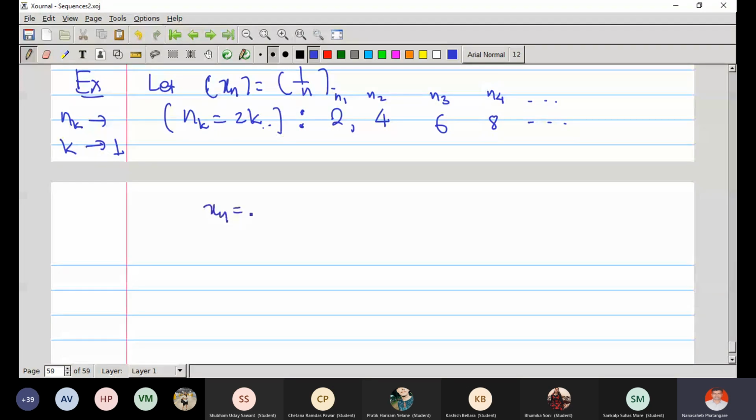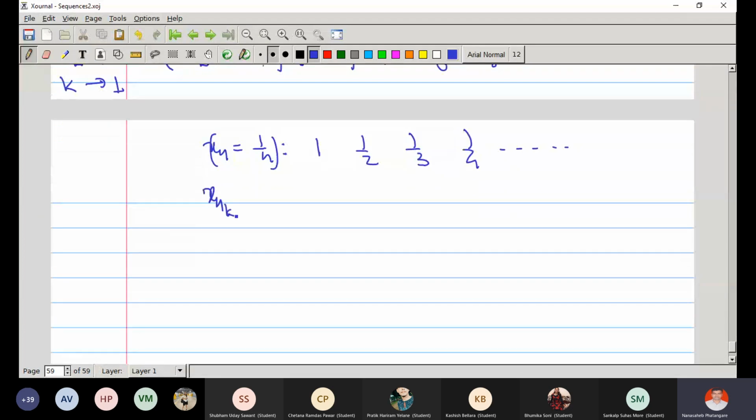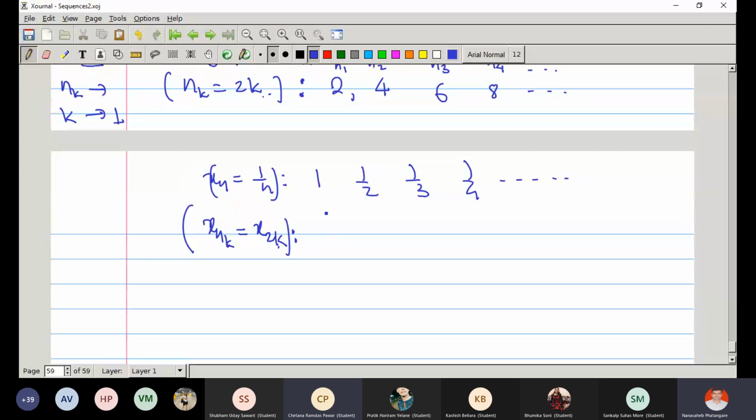Now, you know xn is 1 by n. And as a sequence, what is the first term? 1, 1 by 2, 1 by 3, 1 by 4, and so on. These are the terms of the sequence. Now I want to write down x_nk. But nk is 2k, correct? And therefore, what is the first term in the subsequence? 1 by 2, right, x2, x4, x6, x8 and so on. But what is x2? 1 by 2, 1 by 4, 1 by 6, 1 by 8 and so on.